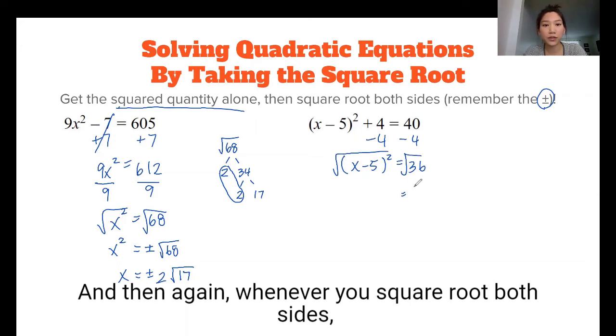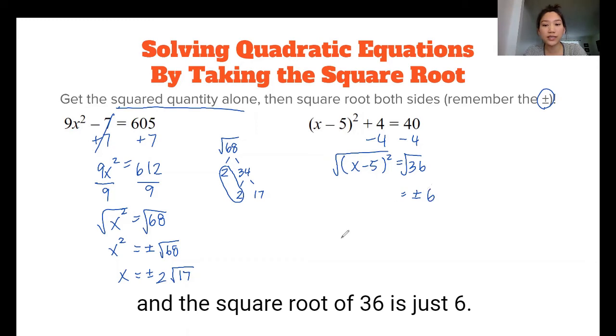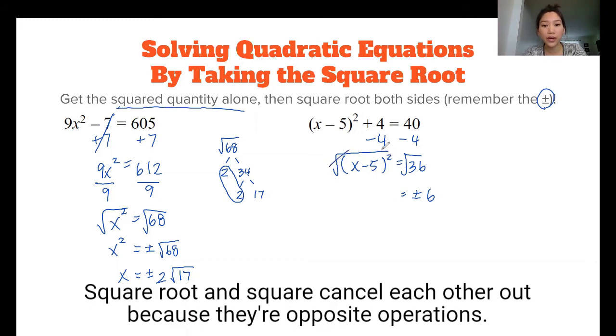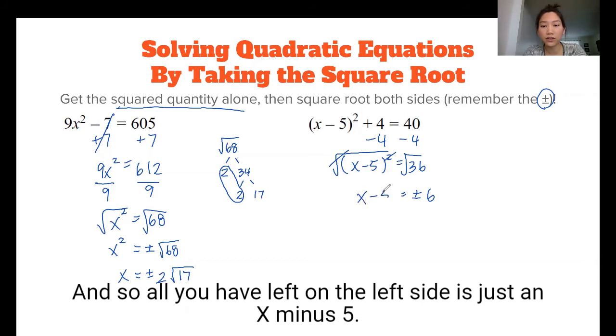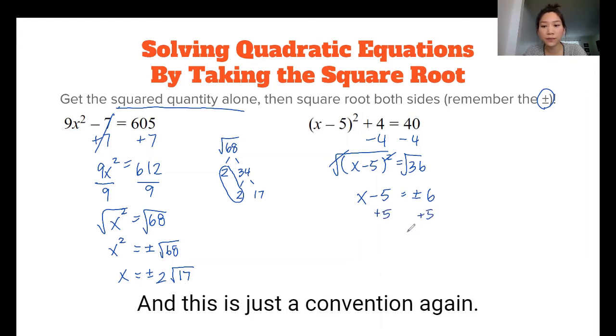And then again, whenever you square root both sides, you have two possibilities, the positive and the negative. And the square root of 36 is just 6. The square root and square cancel each other out because they're opposite operations. And so all you have left on the left side is just an x minus 5. Then to solve for x, or to get x alone, you would add 5 to both sides.